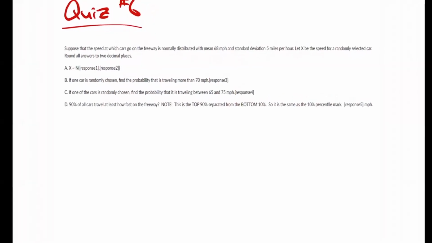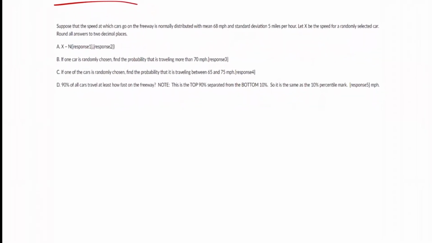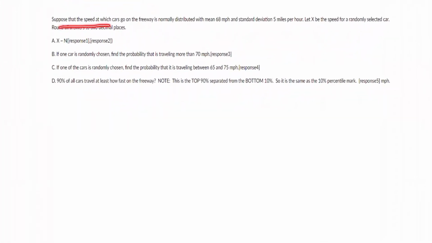Okay, so on this question, the print is a little bit small there. It says, suppose that the speed at which cars go on the freeway is normally distributed. As soon as we see those words normally distributed, we know that means the bell curve, right? The bell with mean 68 miles per hour, that's the average, standard deviation 5. Let X be the speed, and so on.